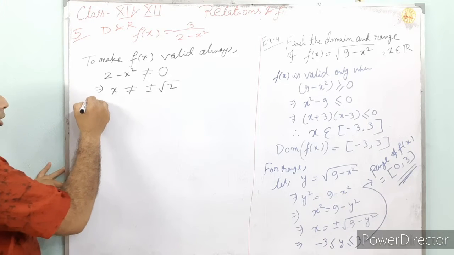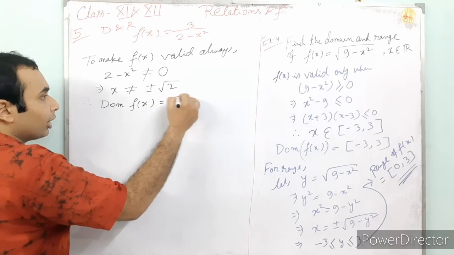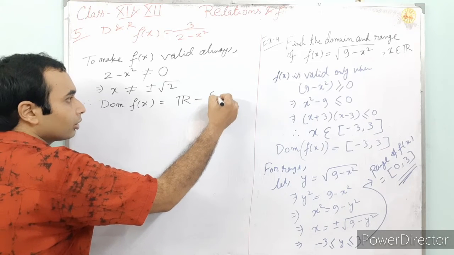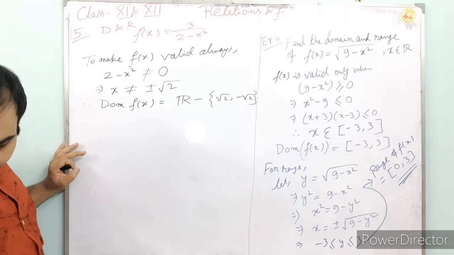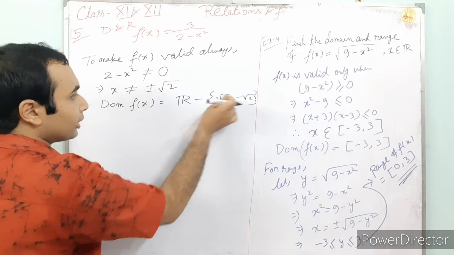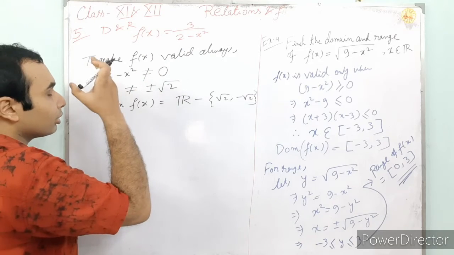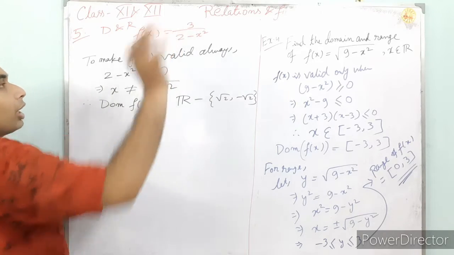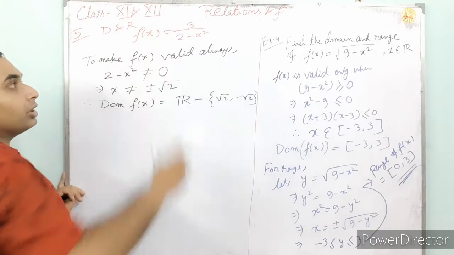Then the domain of f(x), we are getting the whole real number set, but minus root 2 and minus root 2, because only at those 2 points, root 2 and minus root 2, this is coming 0. Otherwise, whenever it is not equal to 0, the denominator is not equal to 0, that means it will be defined. So whenever it is not equal to 0, at each and every point the function is defined.